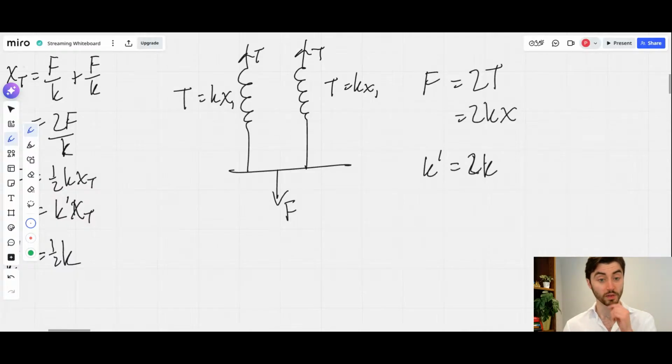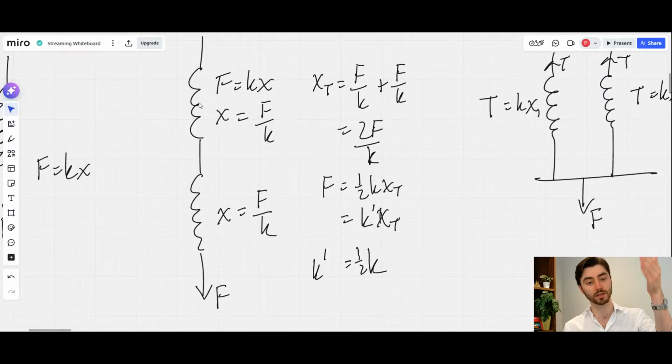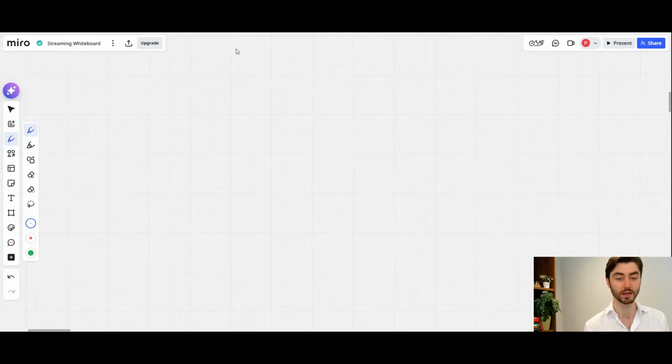No, it's not beyond the scope of the syllabus. In fact, let me do that right now. So this is the case where the two springs are equal, and it kind of gives you a sense of the behavior here, that adding springs in parallel is like adding resistors in series, and adding springs in series is like adding resistors in parallel. We can take this one step further and generalize.